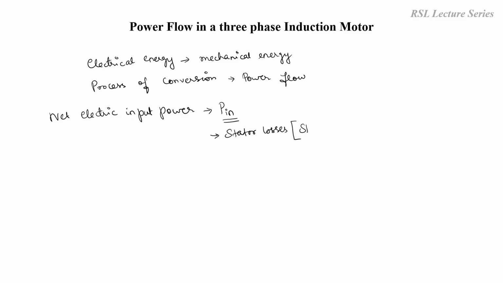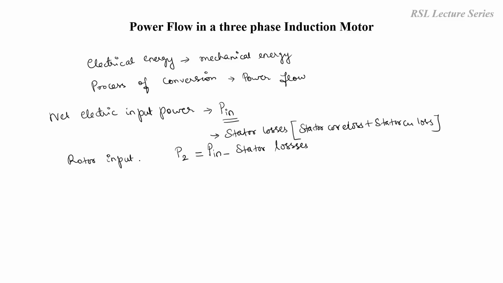So the stator losses include both the stator core loss as well as the stator copper loss. Now the input power minus the stator losses is the power which remains. This is fed to the rotor, so this is the rotor input power, which is denoted as P2. P2 is given by the net electrical input power minus the stator losses.